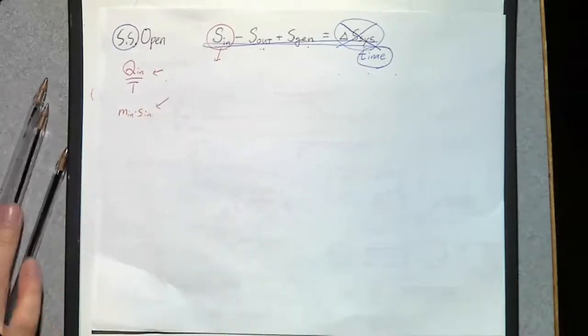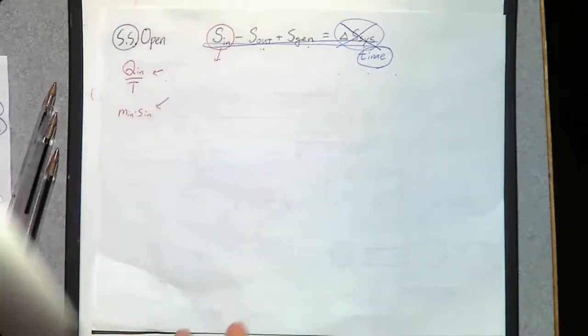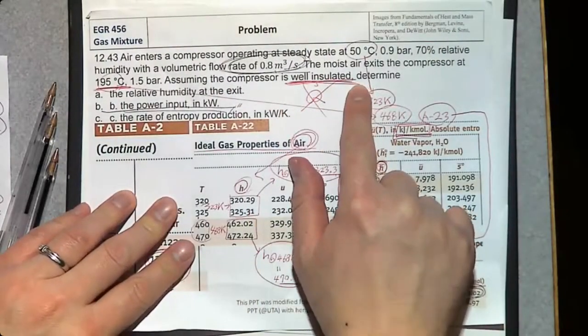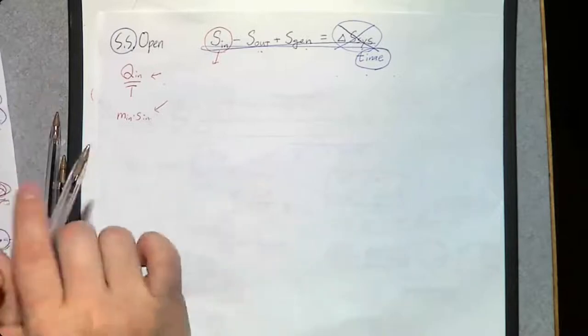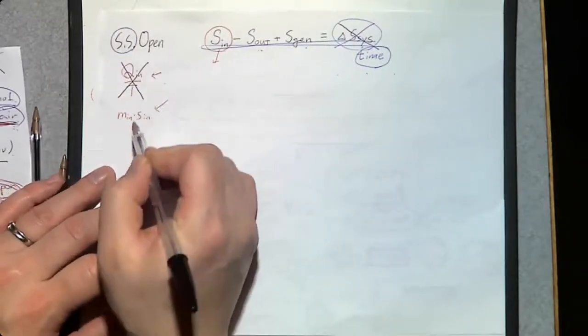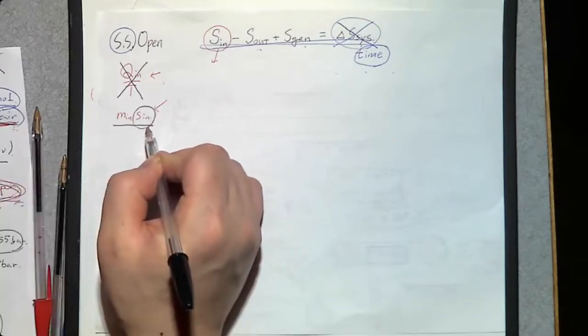But in the exam, and in the problem, it says it is well insulated. That means that there is no heat transfer. So you can neglect the entropy transfer by heat. So the only entropy transfer is going to be by mass.